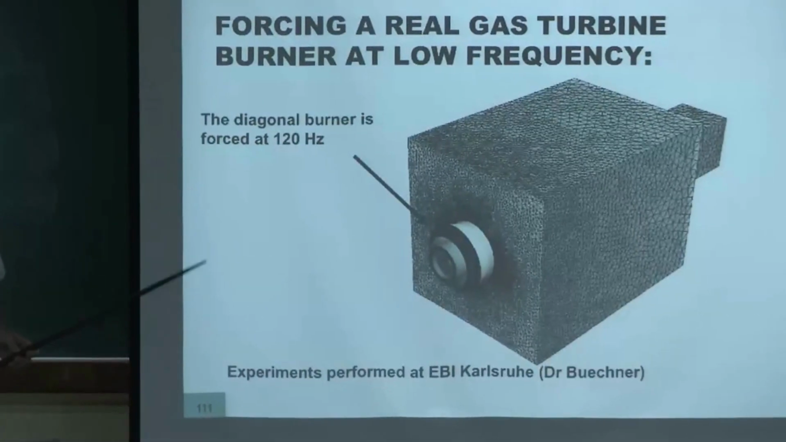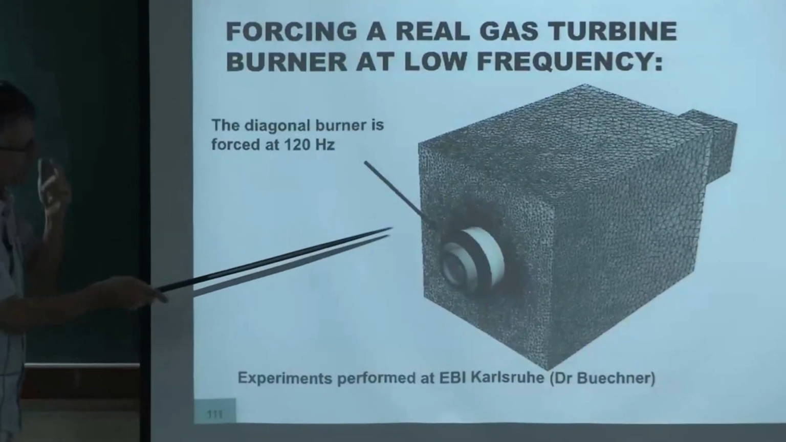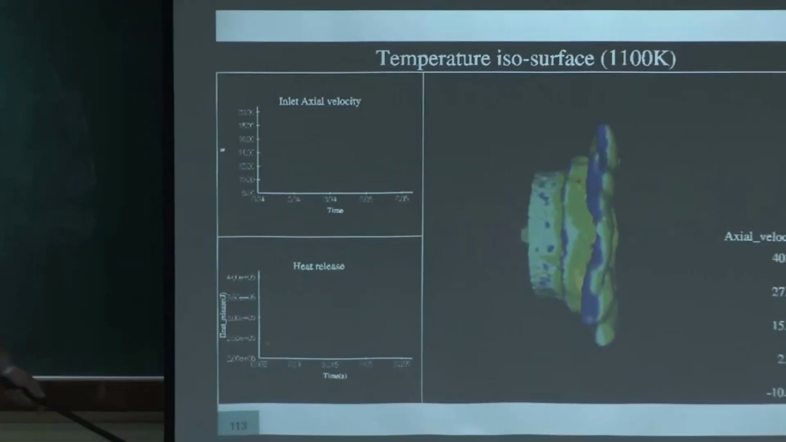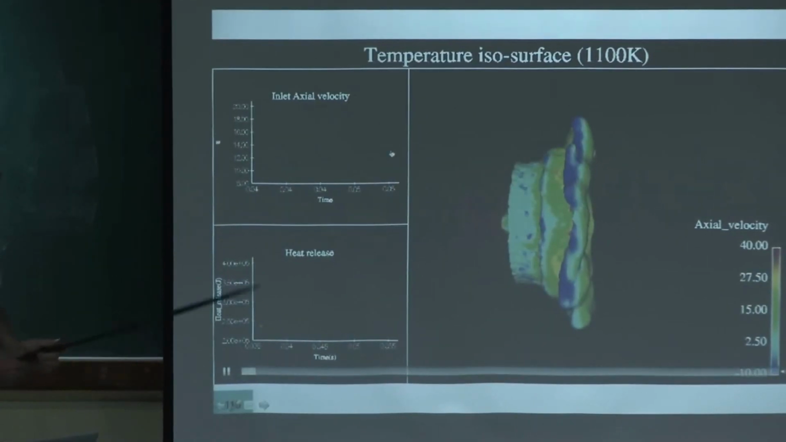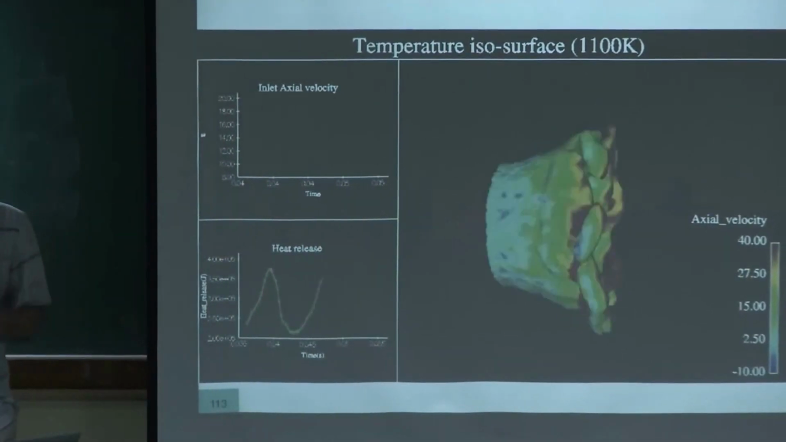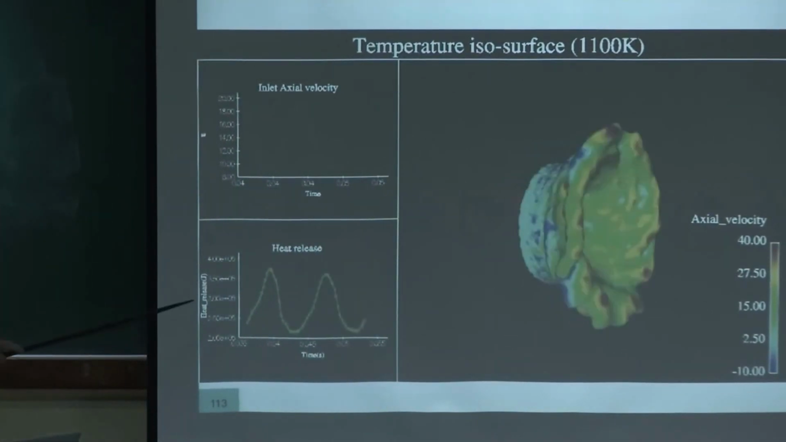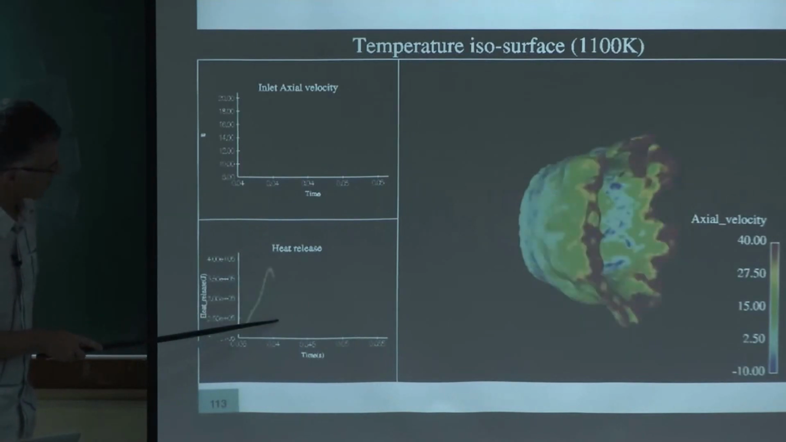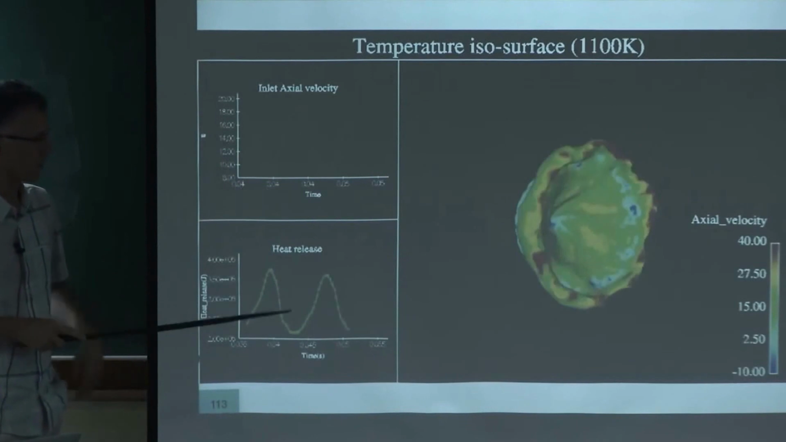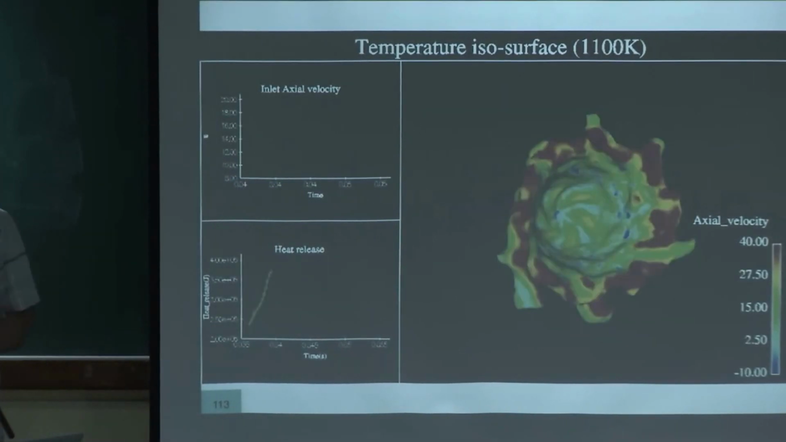Same thing here. That's what we did for Siemens, for example. That's a Siemens burner. We pulse the inlet, and we measure the reaction rate, so that's what it gives. You can see here the flame surface when you pulse it, so you can see how strongly this flame reacts to forcing. And here you have the total heat release in the burner, and here you have the inlet signal. So with these two things, you can back out the flame transfer function.